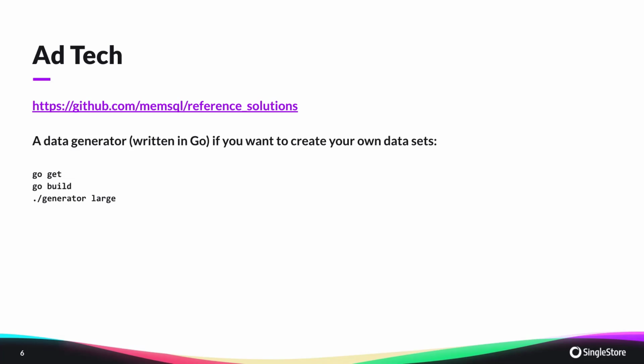When you run setup.sql, it loads in sample data sets from our S3 bucket. But if you would like to create your own data sets or just see how they are generated, that is in the generator subdirectory of the reference solutions repository. The data generator is written in the Go programming language. You would retrieve it using go get and then run go build to compile the binary. And then from there, you just run the generator binary. It's possible to generate sets in small, medium, and large. By default, when you run setup.sql for this reference solution, it pulls in the large data set.